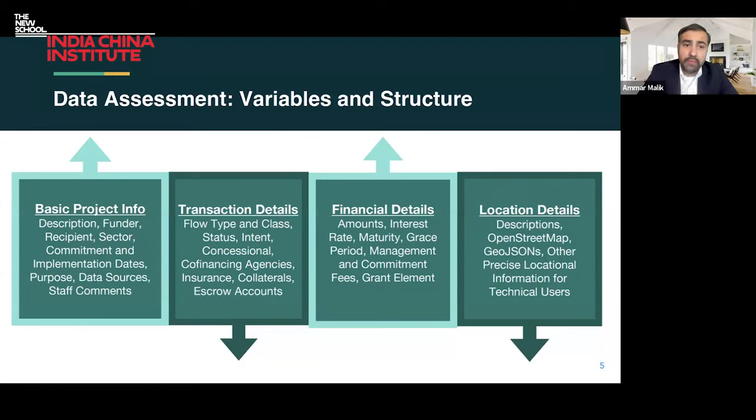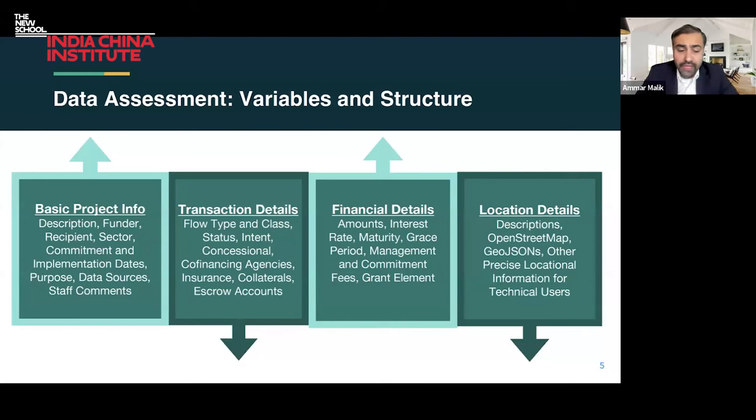So first of all, we provide you some basic information on the project, like the description, which is about 180 words on average. It's like a written narrative description of the whole project. We identify, of course, the funder, the recipient, the sectors, classified to the OECD's Development Assistance Committee guidelines, which has 24 sectors, commitments, implementation dates.